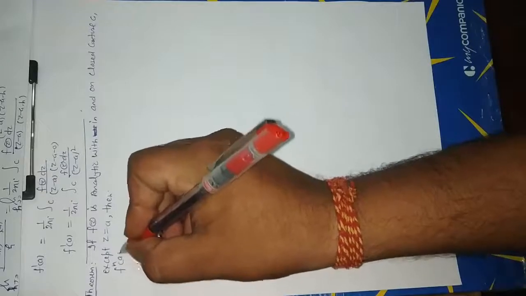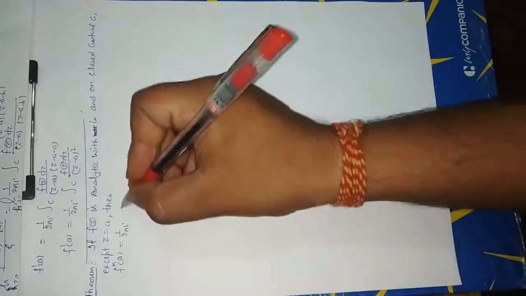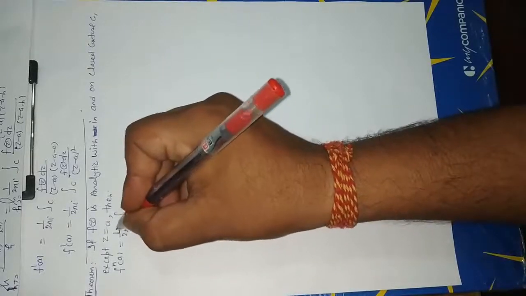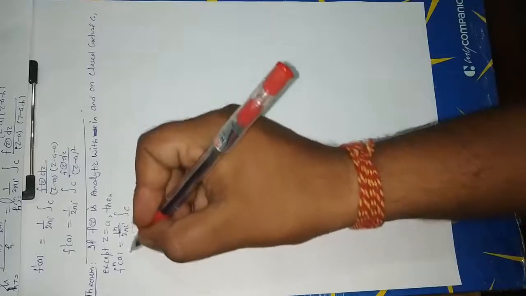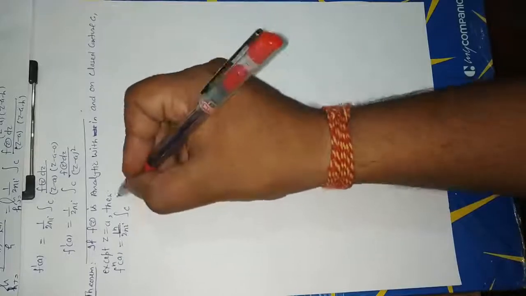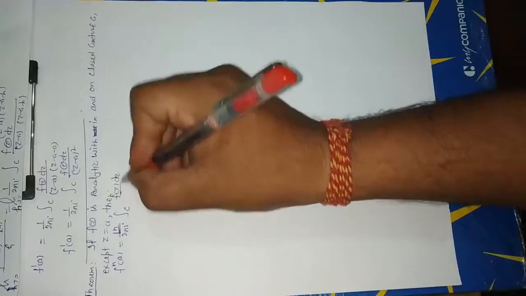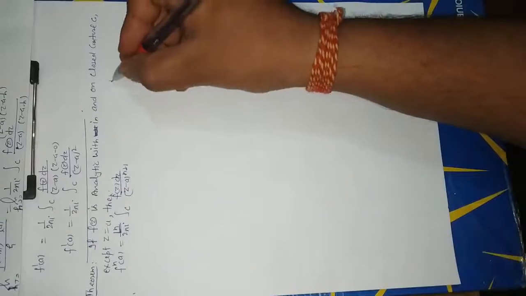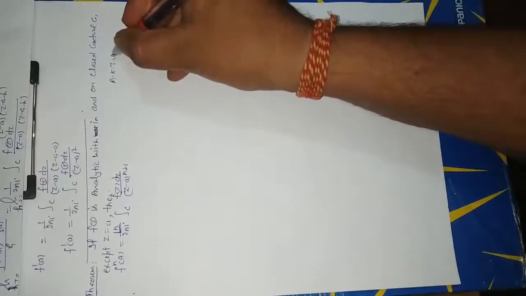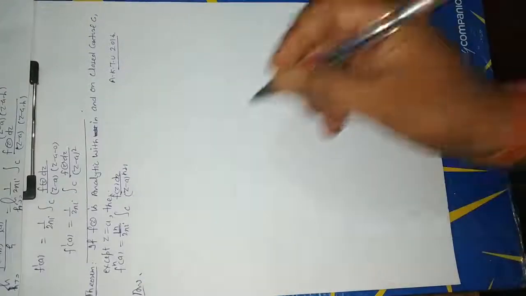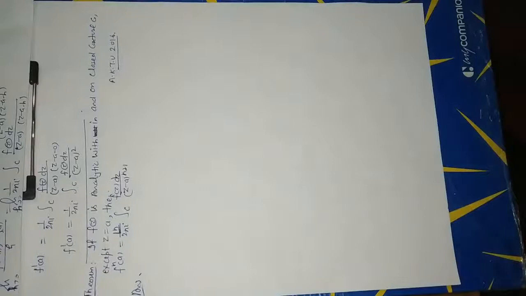f^n(a) is equal to factorial n upon 2 pi i, integration over contour C, f(z) dz upon (z minus a) whole power n plus 1. This has come in AKTU 2016. Proof or answer.